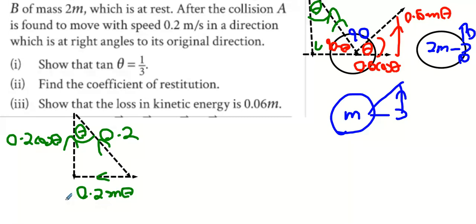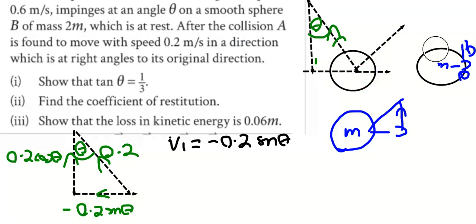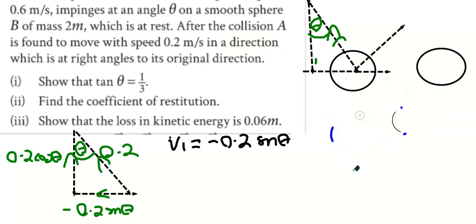Why is it minus 0.2 sine theta? I know what v1 is. How do I know that it's minus 0.2 sine theta? Yeah, exactly. All right. Sorry guys, I'll do a good before and after picture for you now. Okay, let's do the before and after.